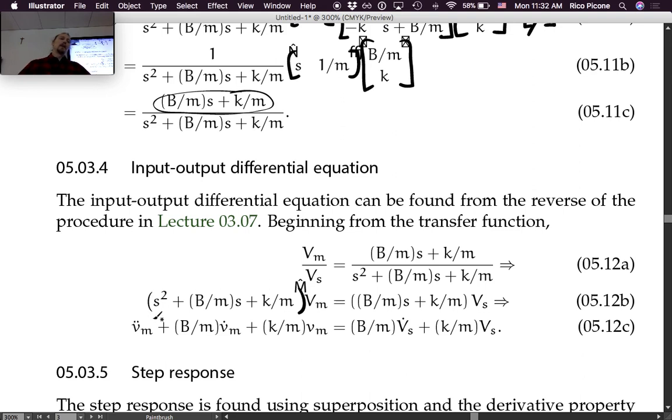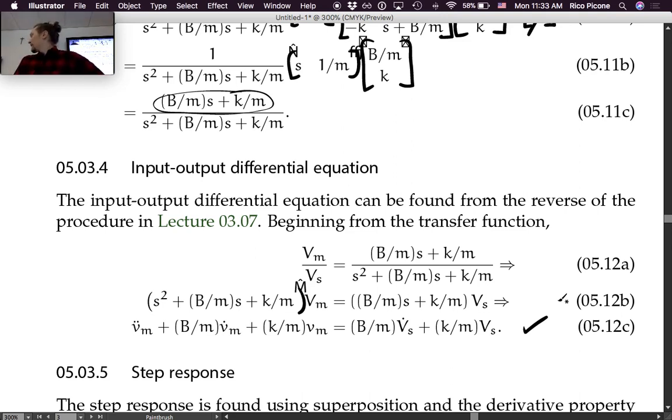We went the other way before, right? Vm double dot, we went to s squared Vm. Now we're going the other way, but it's the same. K over m times Vm, and there's no dots because there are no s's. On the right-hand side, b over m s gives us a Vs dot, and then we have k over m Vs, and there's no dot because there's no s. So this, my friends, is our input-output differential equation. We've got it.